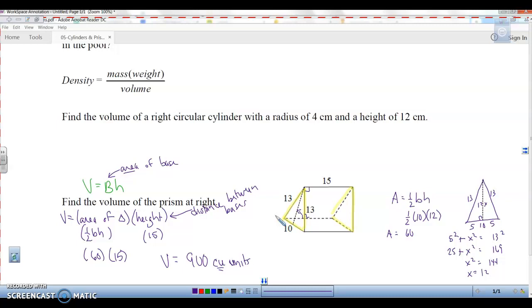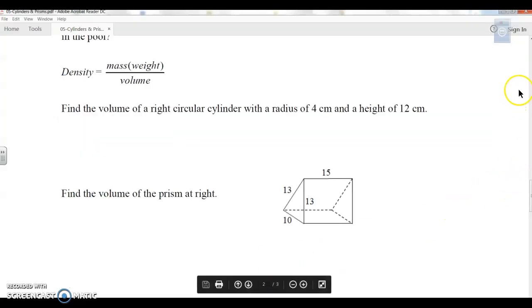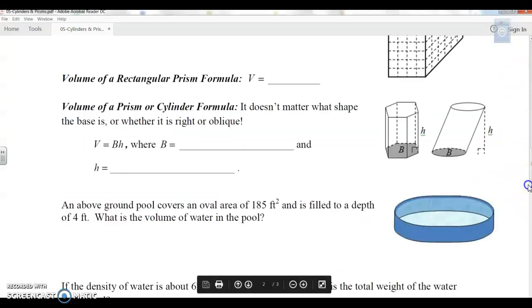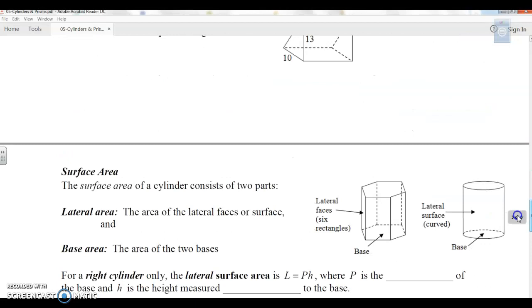Okay, so the next thing we're going to talk about is going to be surface area. Let me turn the page here. Oops, hit the wrong button. There we go, got the right one now.